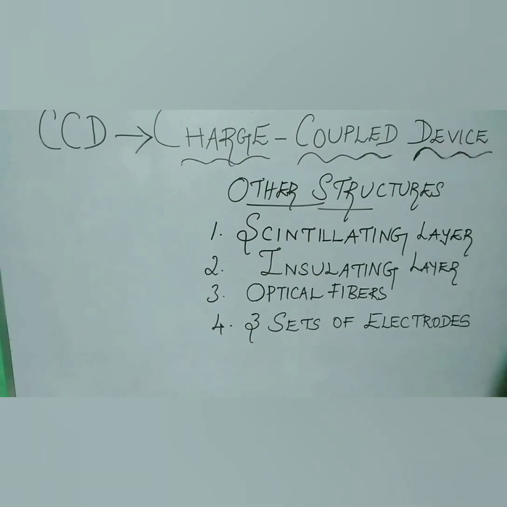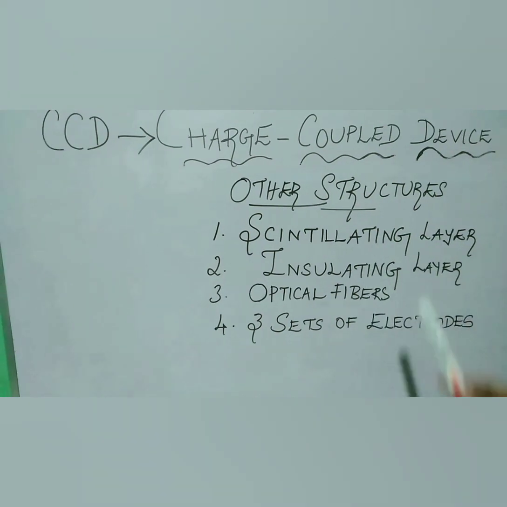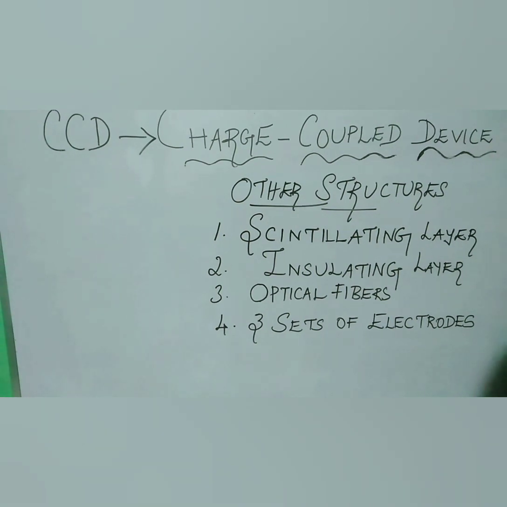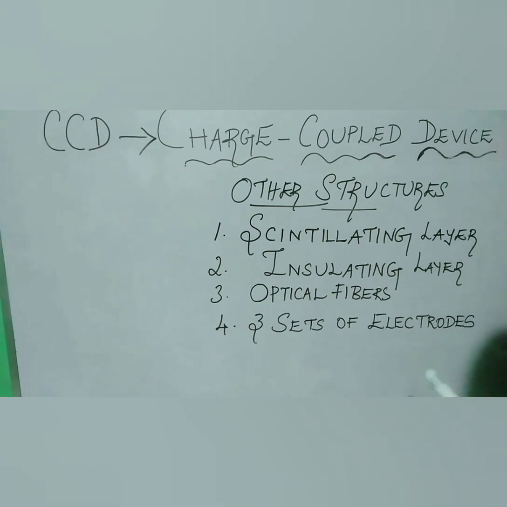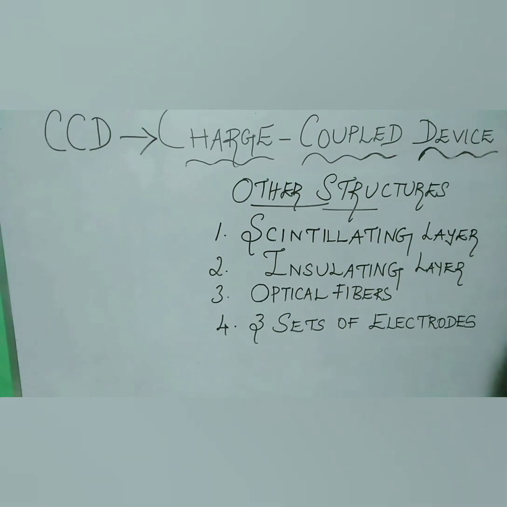Apart from capacitors and photodiodes, CCD also has the following structures. A layer of scintillating material is added to the silicon surface because CCD detectors are more sensitive to light photons than X-ray photons. In order to convert X-ray photons into light photons, a layer of scintillating material is added to the silicon surface. Examples of scintillating materials include cesium iodide, gadolinium oxybromide. To prevent parasitic capacitance, a layer of insulating material, mostly silicon dioxide, is added to the silicon surface.